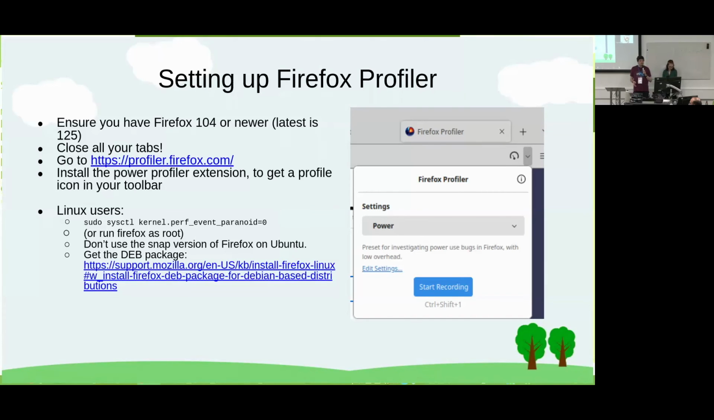Also, if you're an Ubuntu user, the default version of Firefox comes through an Ubuntu snap package, which for some reason doesn't support this because it's kind of containerized. But if you install the deb version from Mozilla, it will work.